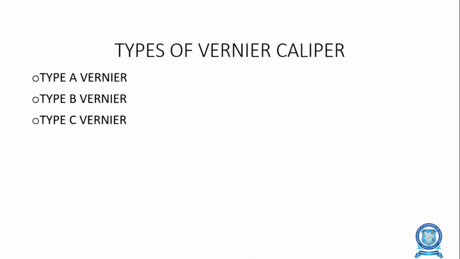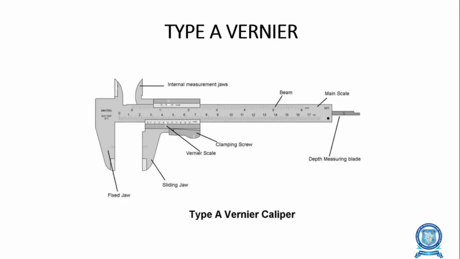So this is the working of the vernier caliper, and we should know the different types of vernier calipers. There are three different types: type A caliper, type B caliper and type C caliper. This is the type A caliper. Here the internal measurements and external measurements are on different sides. The internal measuring jaws are over the main scale, and the external measuring jaws are below the main scale.